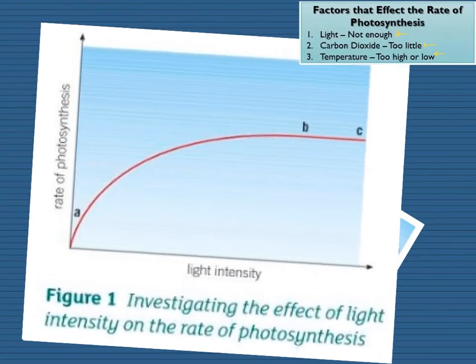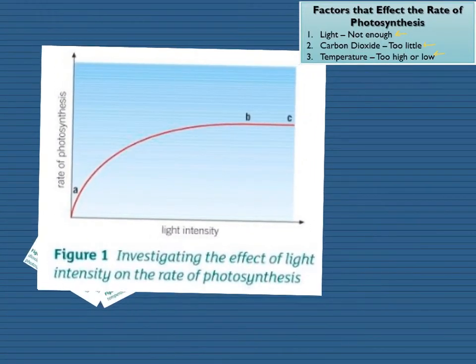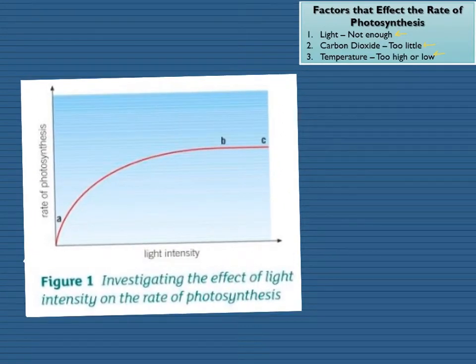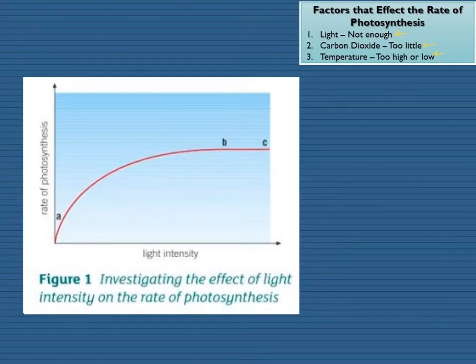So when we look at light, let's have a look at this graph. Let's move those other graphs out of the way. You can see on the y-axis you've got the rate of photosynthesis, and you've got light intensity there, so increasing light intensity that way. Initially, as light increases, you'll get an increase in photosynthesis, but eventually you will reach a plateau or a level. This is the fact that you will reach what we call a limiting factor.